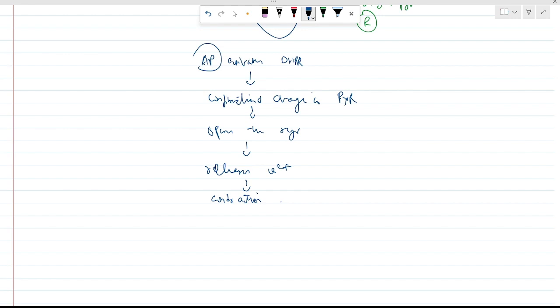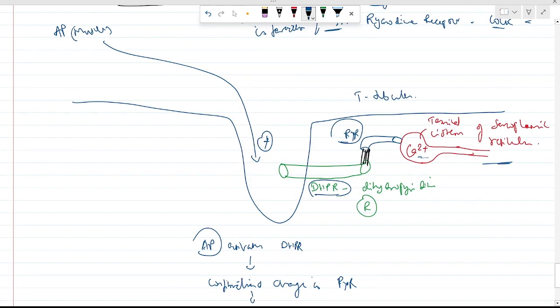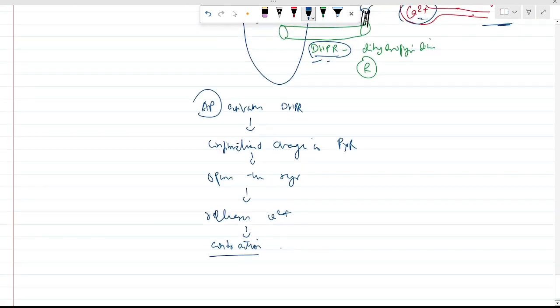Very simple. Again, action potential in the muscle reaches the T tubules. T tubules activate DHPR, which is our key to opening the lock, which is our RYR. Activation of DHPR causes conformational change in RYR. RYR opens and causes release of calcium from terminal cisternae of the sarcoplasmic reticulum, which will ultimately lead to contraction. Okay, this was all about our calcium channels in skeletal muscle.